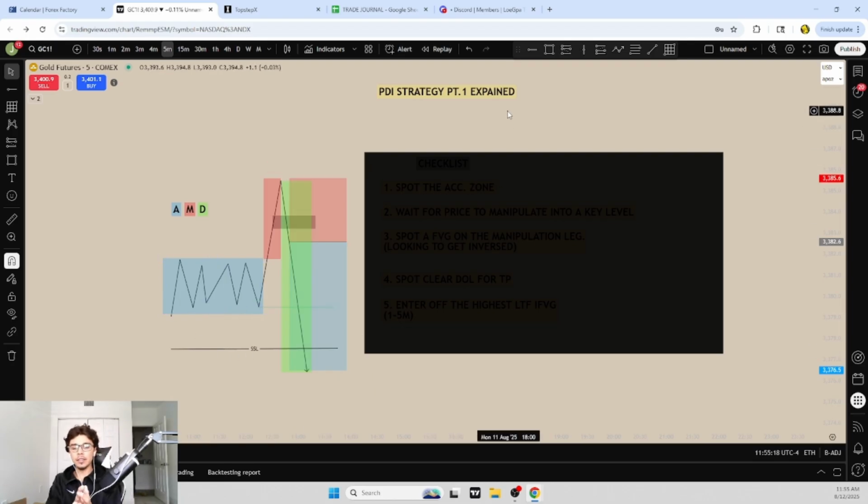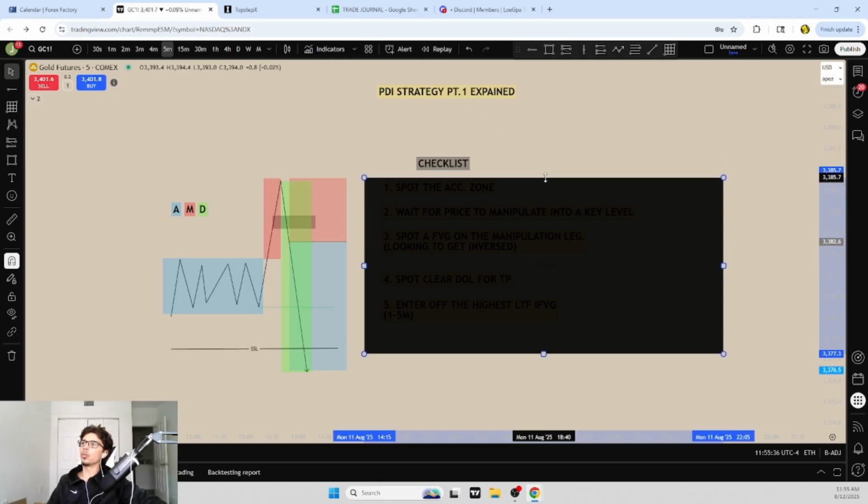So that is the basic rundown of PDI. Pretty simple to understand. It comes from the AMD model. Again, I'll leave the links in all my beginner's blueprint videos in the description, if you guys don't know any concepts such as AMD, inversion fair value gaps, and so forth. But let's get on over to our checklist.